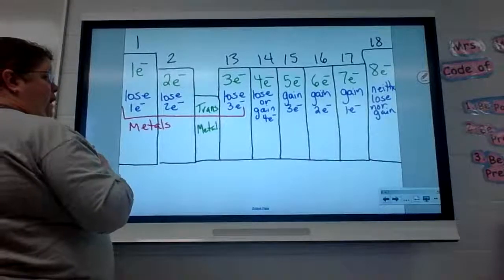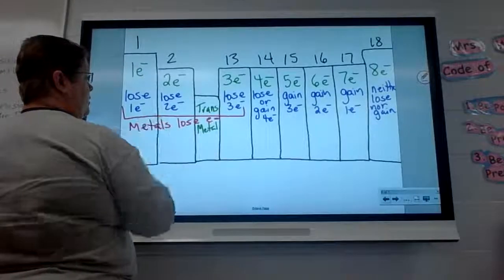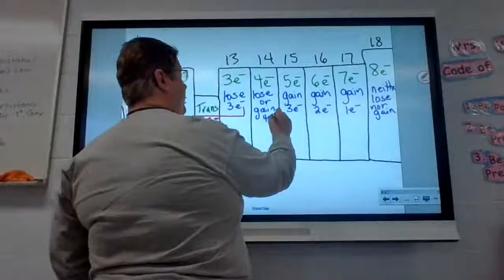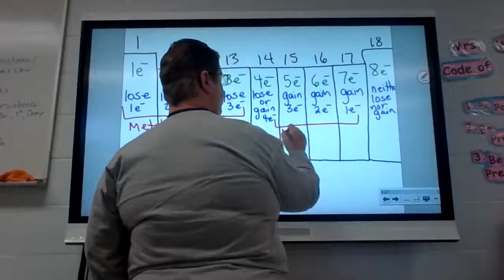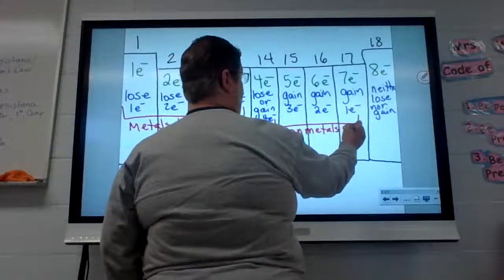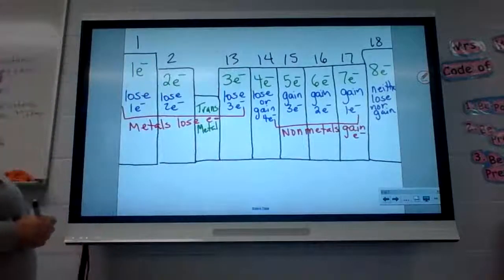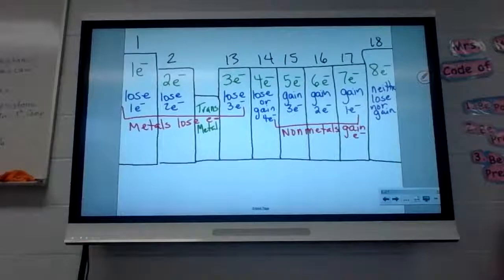Metals do what with their electrons? Metals lose electrons. All right? What do the non-metals do? Non-metals gain electrons. Okay? Metals lose their electrons, non-metals gain. Are you with me on that? Yeah. Okay, because I'm going to ask these types of questions going forward. Metals lose electrons, non-metals gain.